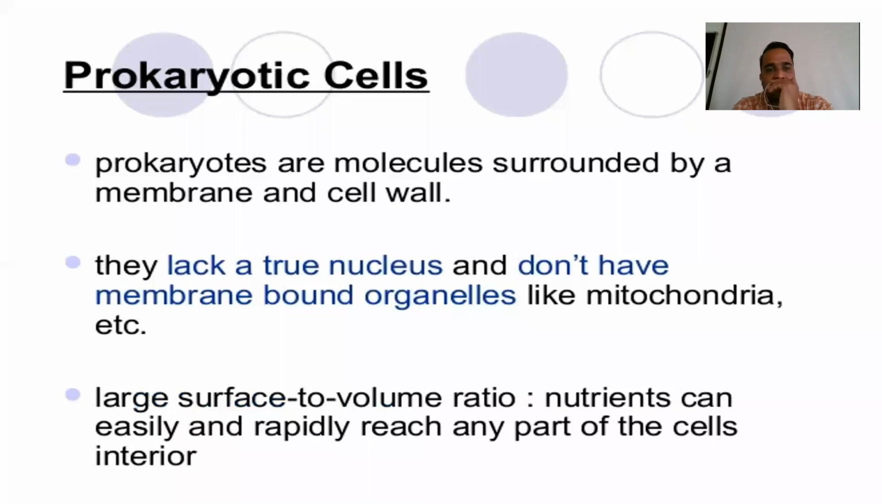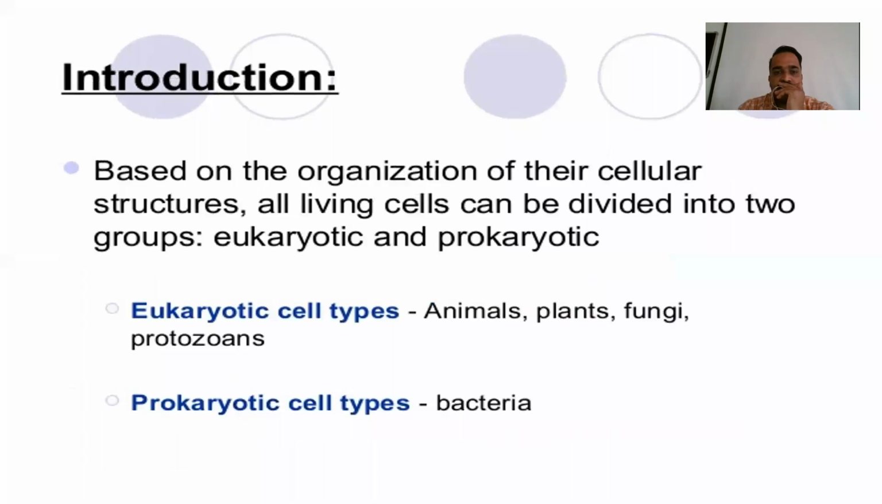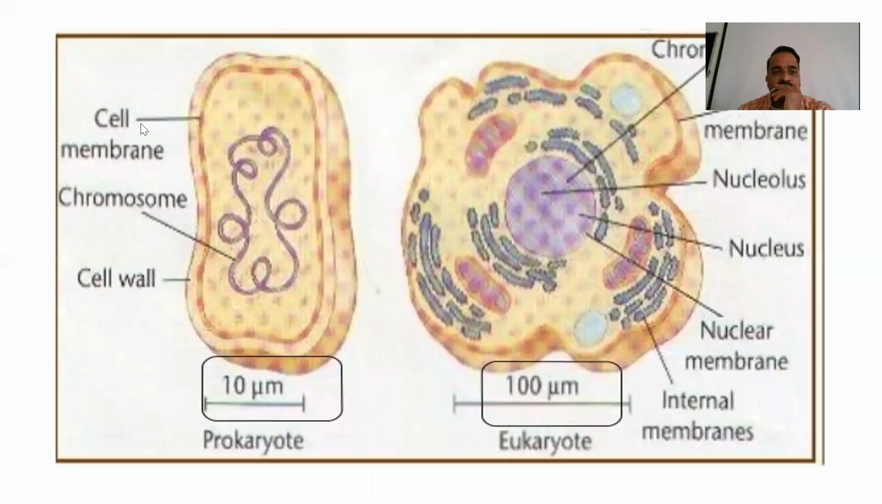Now moving a step ahead, what is a prokaryotic cell? It is a cell surrounded by a membrane and a cell wall. You have seen here, the cell membrane is there and a cell wall is there. You can look into this image here.